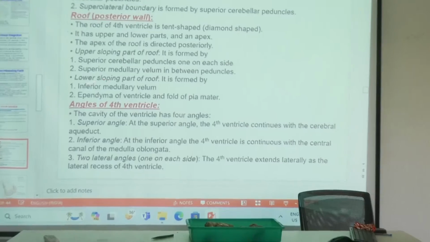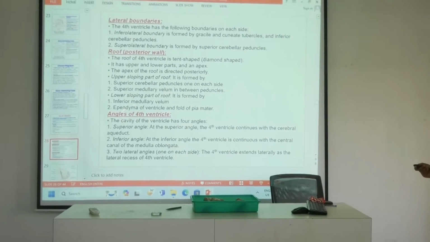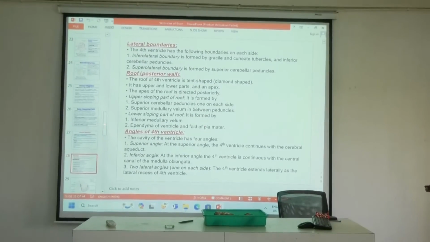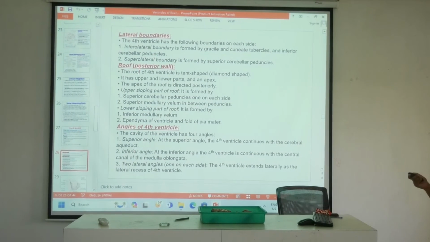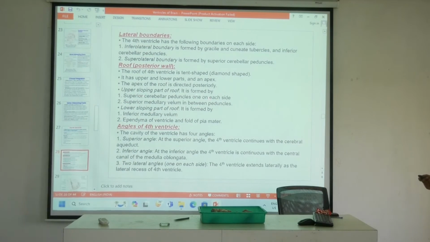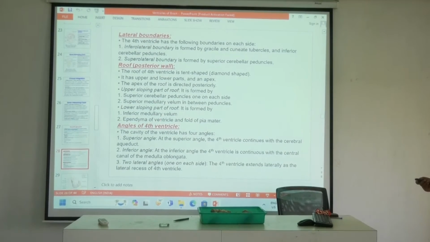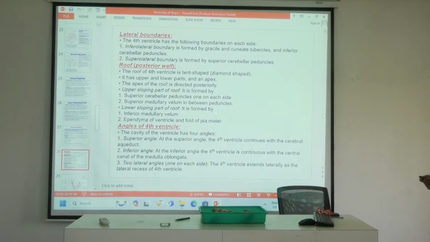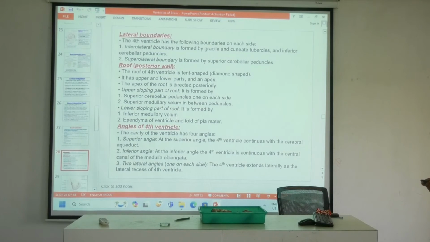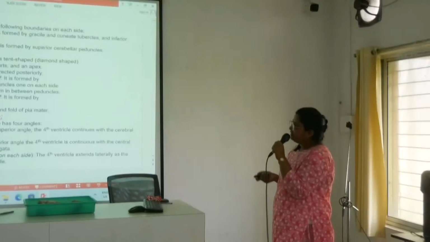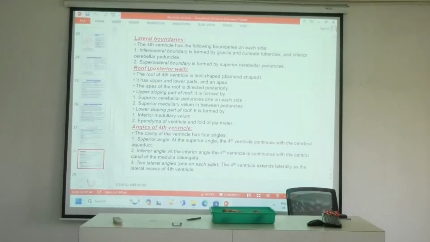Superior cerebellar peduncles, one on each side, superior medullary velum in between the peduncles, and lower sloping part of the roof is formed by inferior medullary velum and ependyma of the ventricle and fold of pia mater. So these are the structures forming the roof. It has an upper sloping part and lower sloping part. Two vela are present, superiorly superior medullary velum, inferiorly inferior medullary velum. Okay, understood?